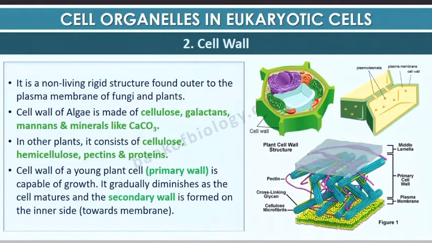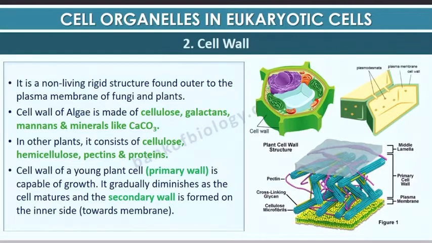Cell wall of young plant cell, primary wall, is capable of growth. It gradually diminishes as the cell matures, and the secondary wall is formed on the inner side, that is towards the plasma membrane. So basically it is like this.